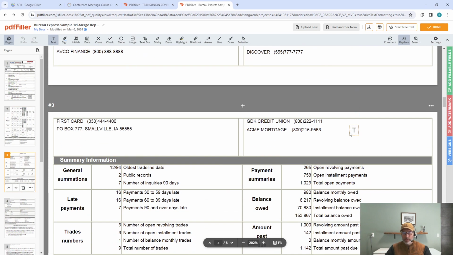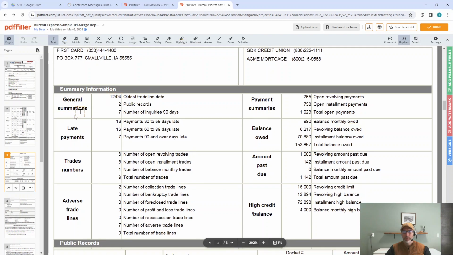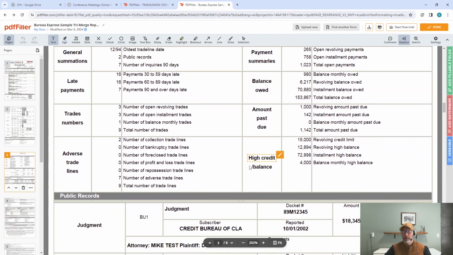The other information that you're going to see on this particular format, it'll talk about the general summary or the general summations of the credit report, meaning the oldest trade line this borrower had is 1294. They have 2 public records and 7 inquiries in the last 90 days. They also summarize the late payments, the total number of trade lines, the number of adverse trade lines or trade lines with problems, payment summaries, balances owed, and this aggregates all of the balances owed. And it talks about their monthly balance, their revolving balance, total installments, and total balance overall that someone may have owed. And then it talks about the amounts past due and the high balance or the high credit to balance that's available.